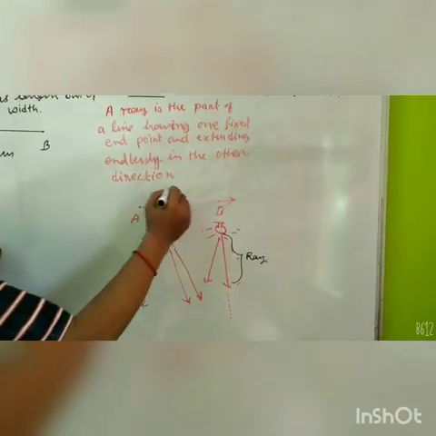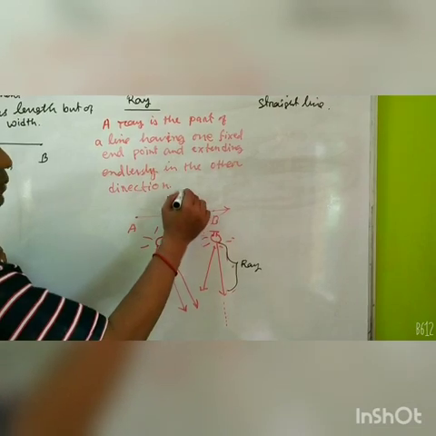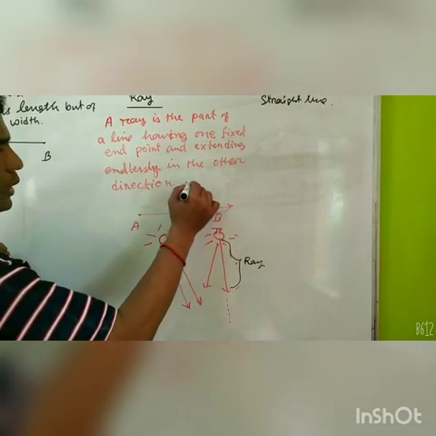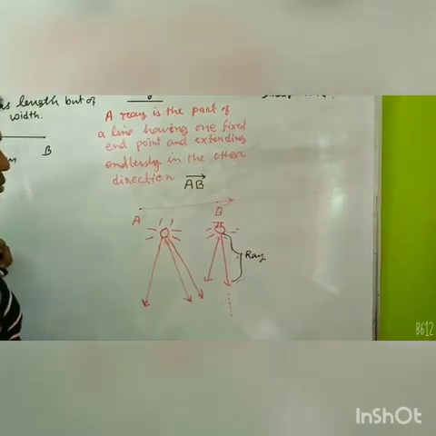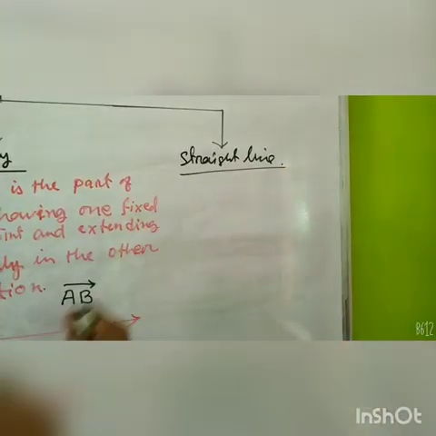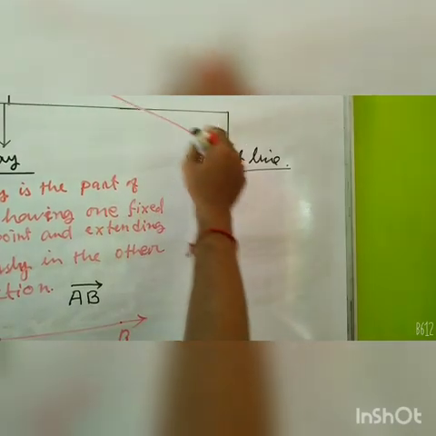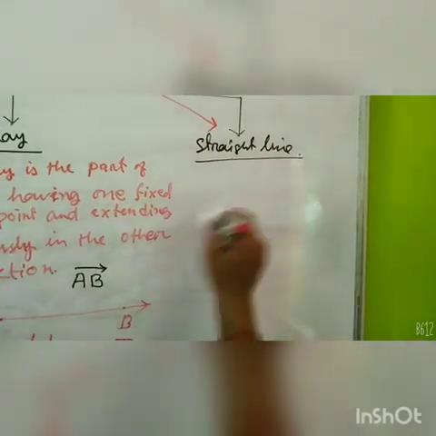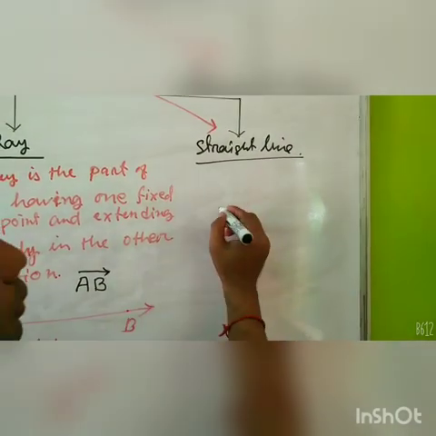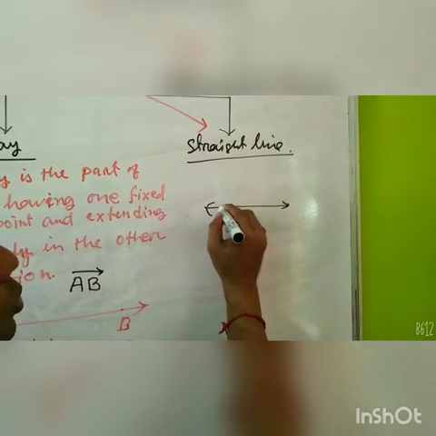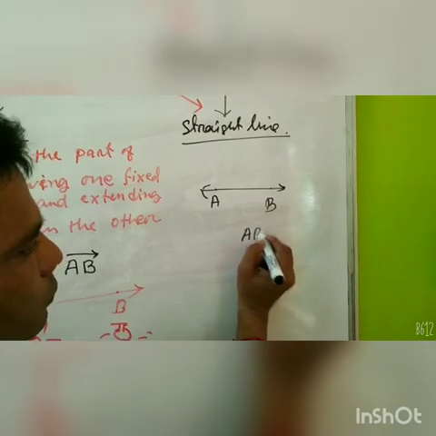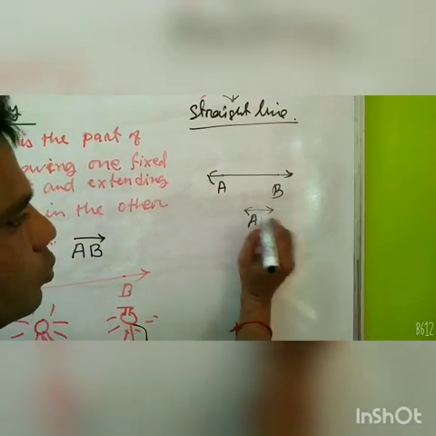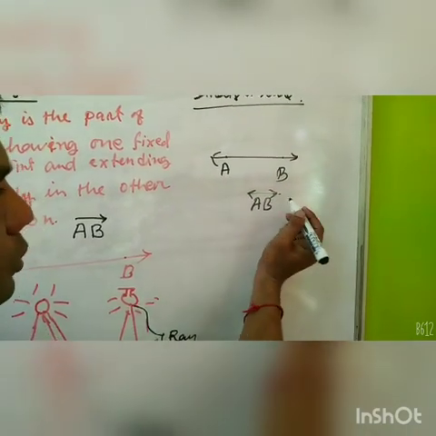And we denote this one AB. This is an endpoint, this is endless. Okay. A straight line is also like this. Okay, this one is straight. This is a straight line. Suppose we denote this one AB, endless in both directions. Both sides have arrows. There is no fixed point.